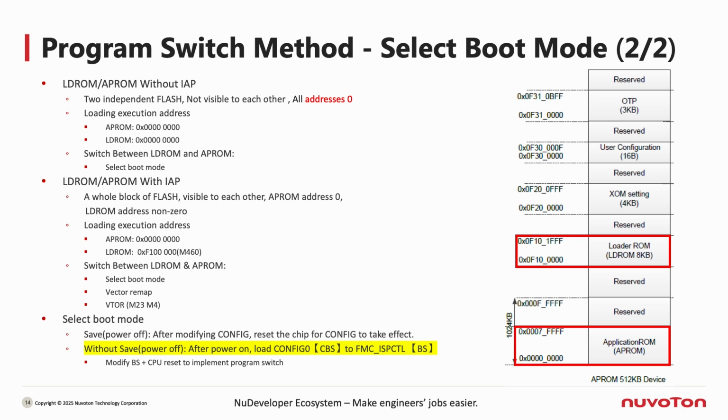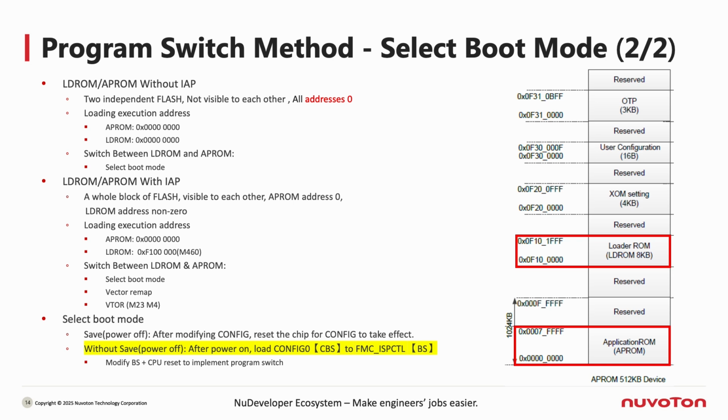Setting it to with IAP mode not only allows for program switching between LD-ROM and AP-ROM by selecting the boot mode. Vector remapping can also be used to achieve this. If it is an M23 or M4, VTOR can also be set to achieve program switching between LD-ROM and AP-ROM. There are also 2 ways to modify the boot mode.